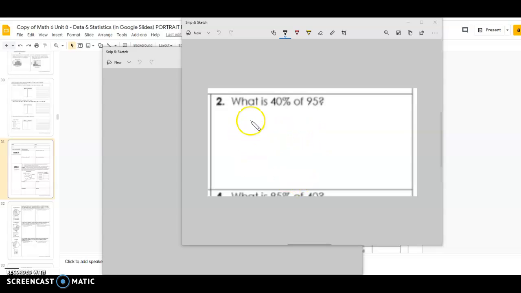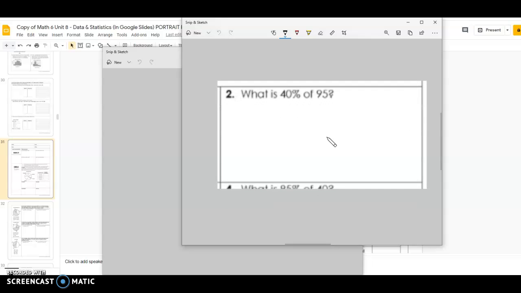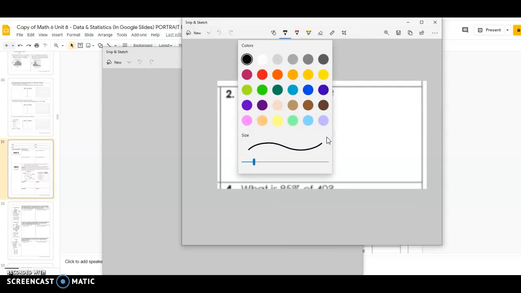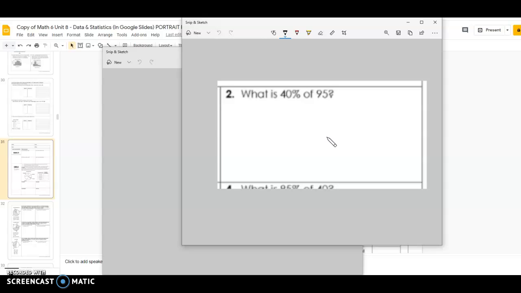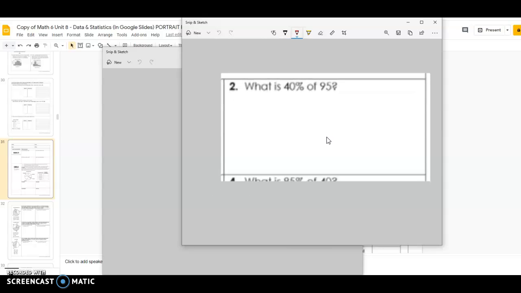All right, so we've seen our first example. So here's the second one. What is 40% of 95? So anytime we see that "of," pretty much it's going to be multiplication. So let's go ahead and put our multiplication sign there.